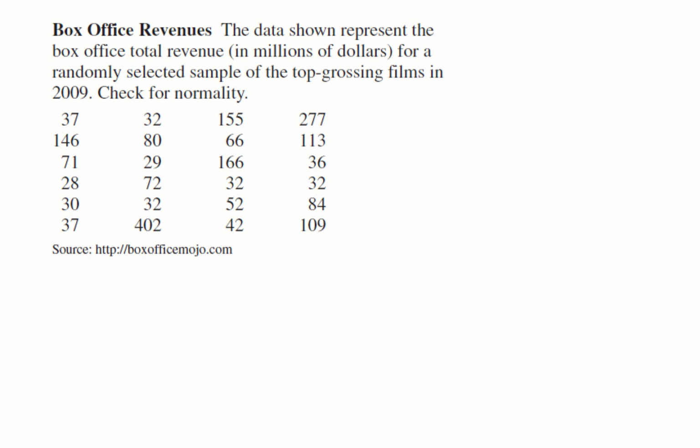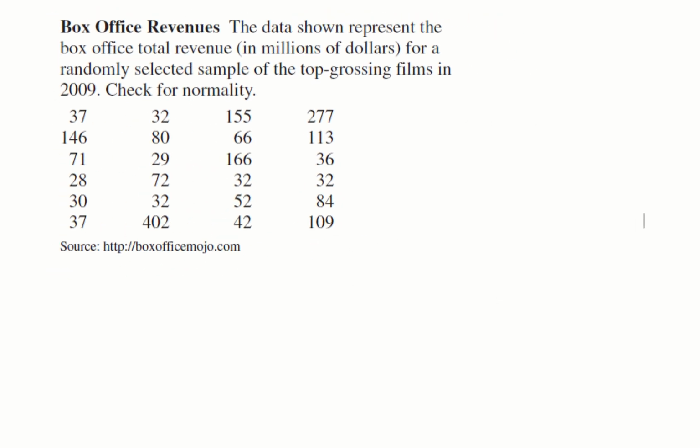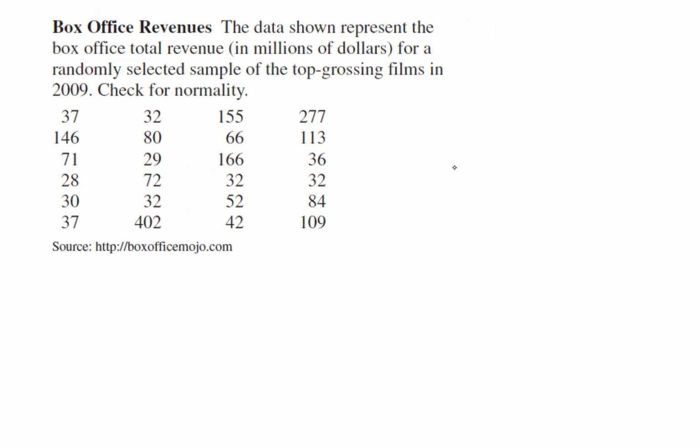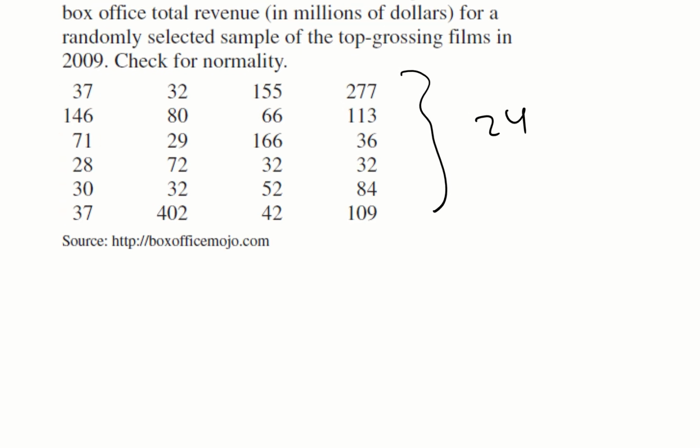So we have some box office revenue data in 2009 for some top grossing films. It seems to me that we have 1, 2, 3, 4... looks like we have 24 data points here. So we want to determine if they follow a normal distribution.